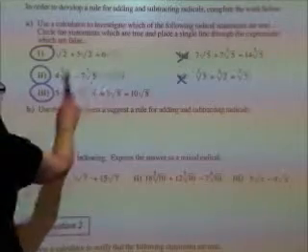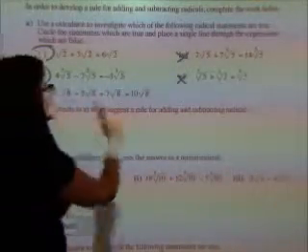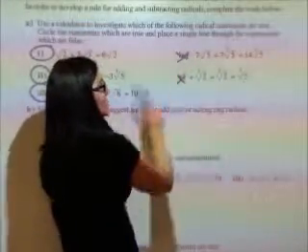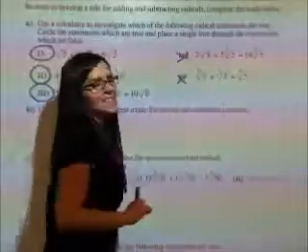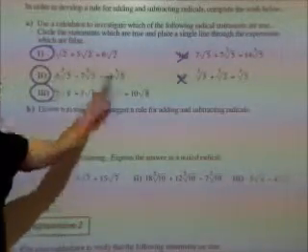So if I look at my true statements and my false statements, what do I notice? In my true statements, the radicals are the same. My radicals were the same here, but this was false. What was different in this question? The indexes were different. So check again: radicals the same, indexes the same, we're good to go.